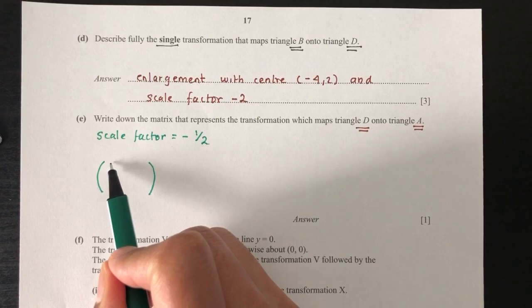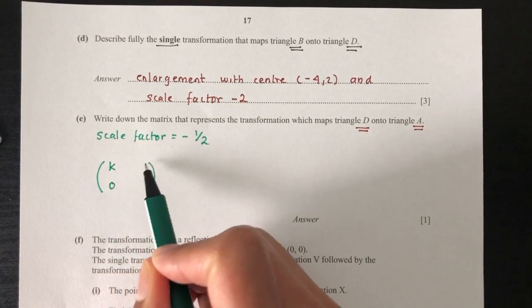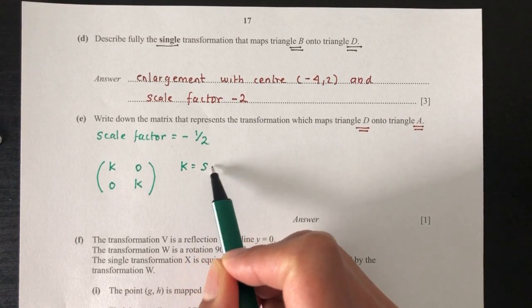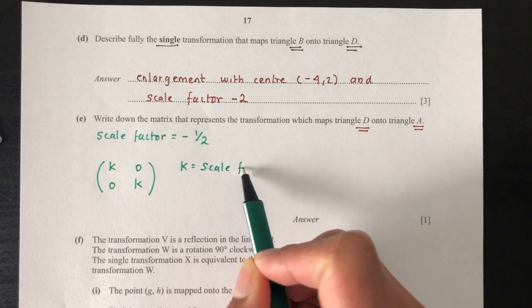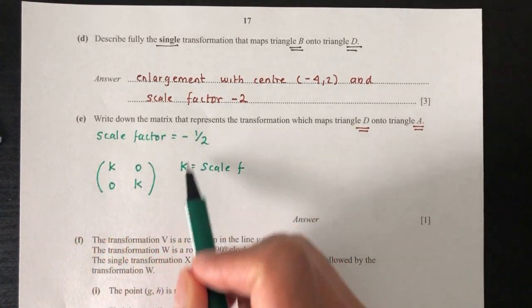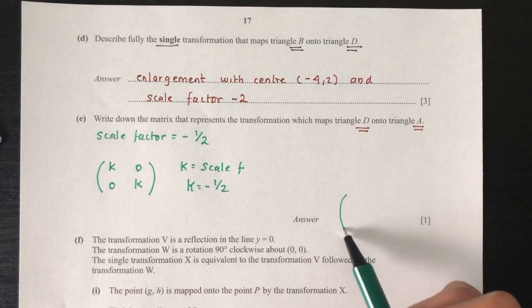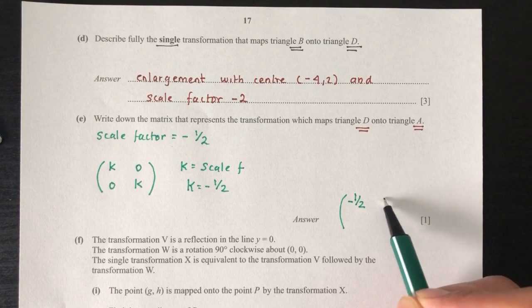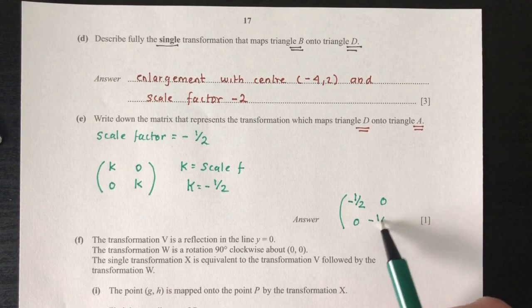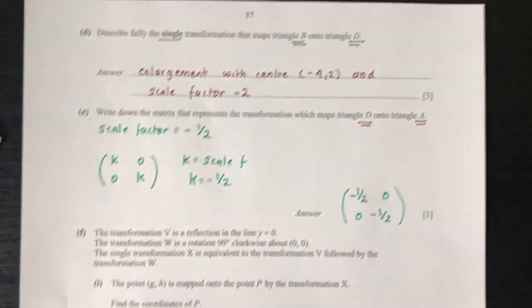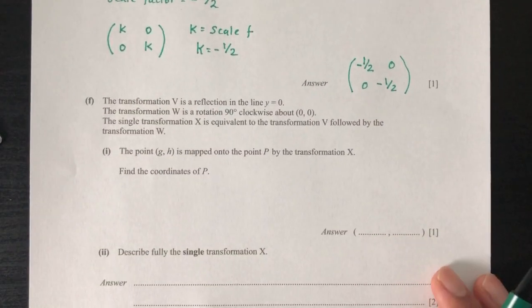It will always look like this, with k here, 0, and 0, k here, where k is your scale factor. Since we know the scale factor is minus half, k will be minus half, and so your matrix will look like minus half, 0, 0, minus half. So until here, everything seems to be pretty straightforward. Now let's move on to part F.